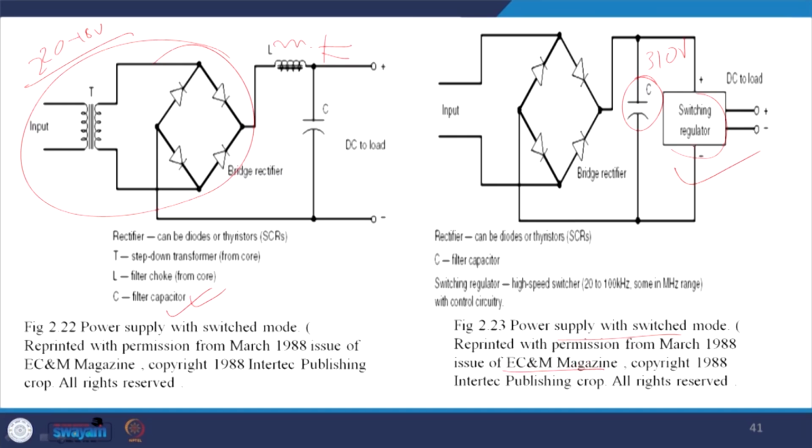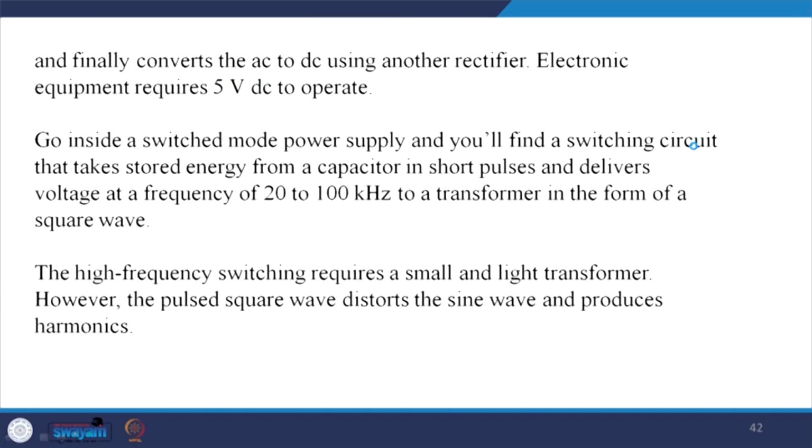So, this uses the SMPS, and finally, what does it do? It converts AC to DC using another rectifier. The electrical equipment requires 5 volt DC to operate. Nowadays we have different kinds of voltage in your USB. Once you charge your mobile from your computer USB, it gives you 5 volts. So, how does it generate it? It generates it in this way.